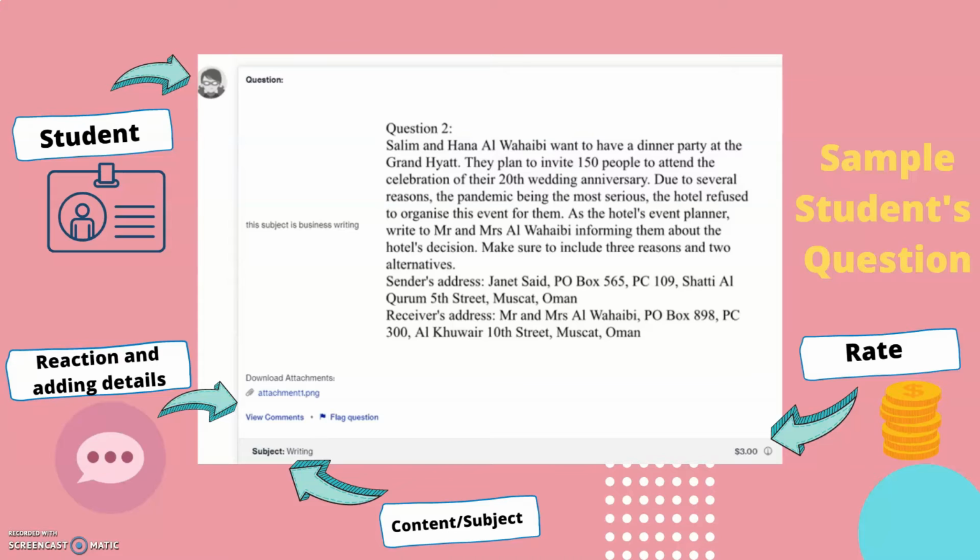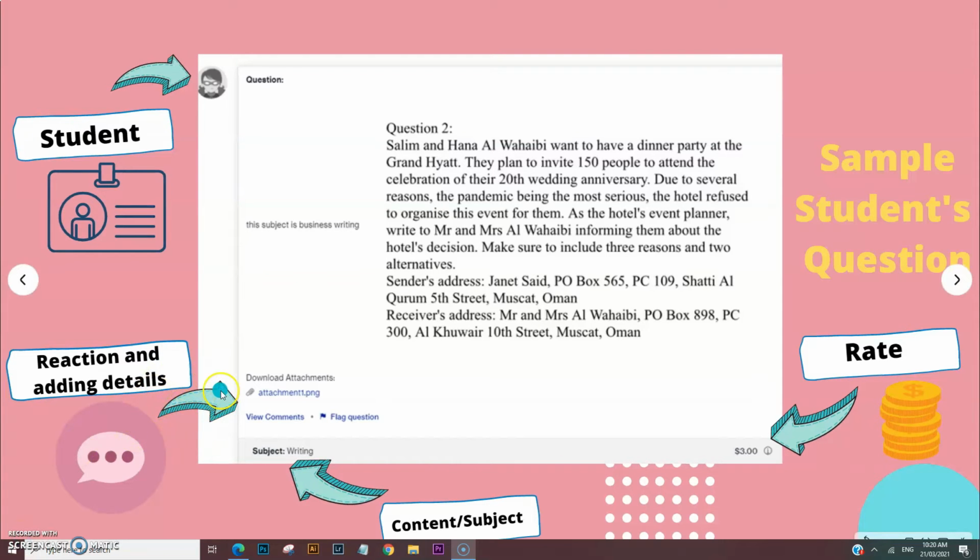This is a sample student's question. On this picture, there are times that you can see the photo of the students, but you cannot click it, or you cannot find any personal details about your student. It will just appear like this, and there's no chance that you and your student will be connected.